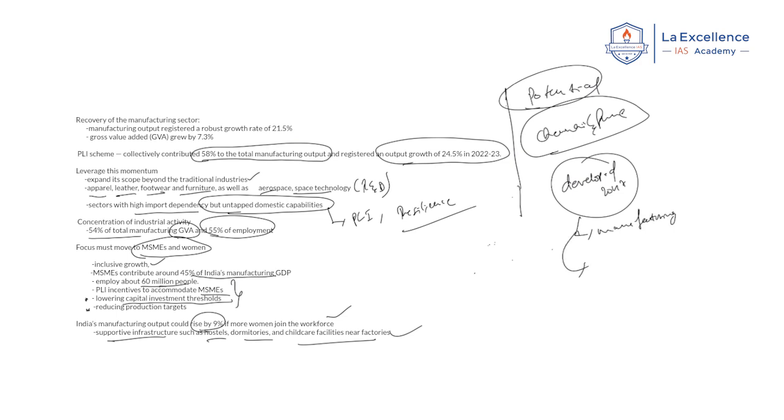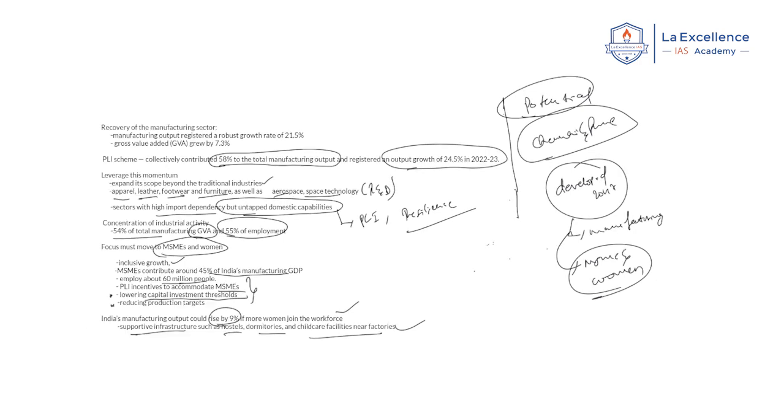Now, for that, development has to be inclusive. In that, MSMEs and women have a key role to play. That is what the author is saying. You can use these points in your mains examination in GS paper 3. Okay. Now move to the next article.